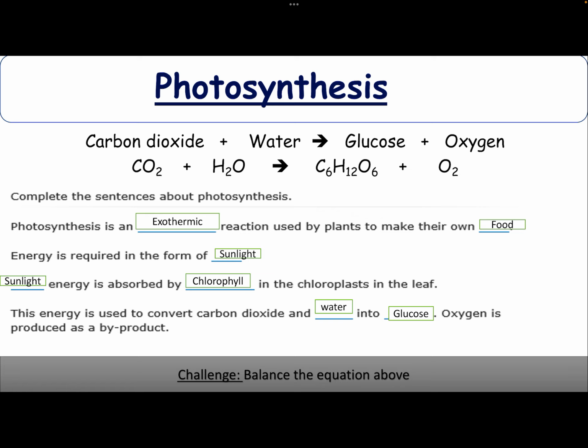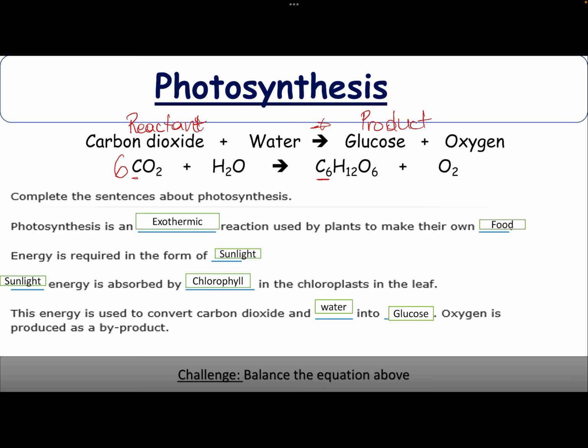Now, the challenge says balance the equation above. If you remember how to balance your equations, you know that you need to have an equal amount of each element on both the reactant side of the equation of the arrow and the product side. In this equation, you can see that you have 6 carbons on the product side and only 1 on the reactant side. That would suggest that you need 6 carbon over here.